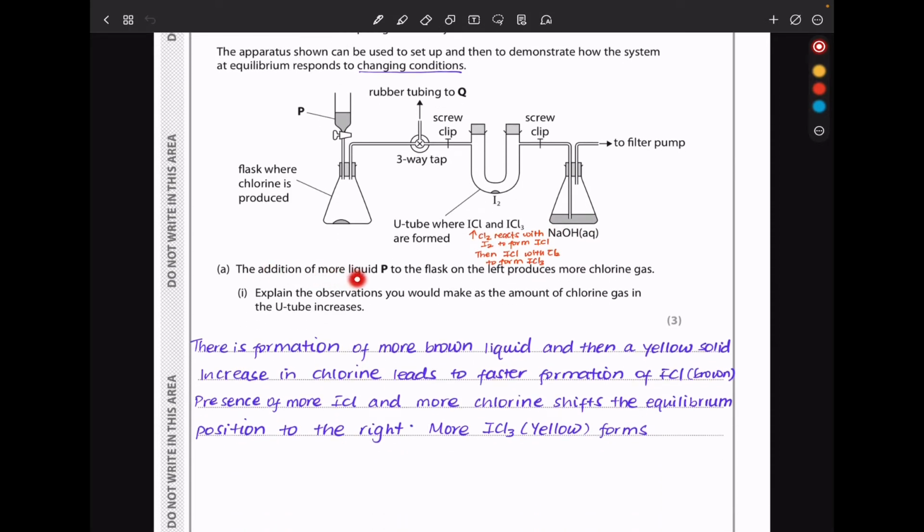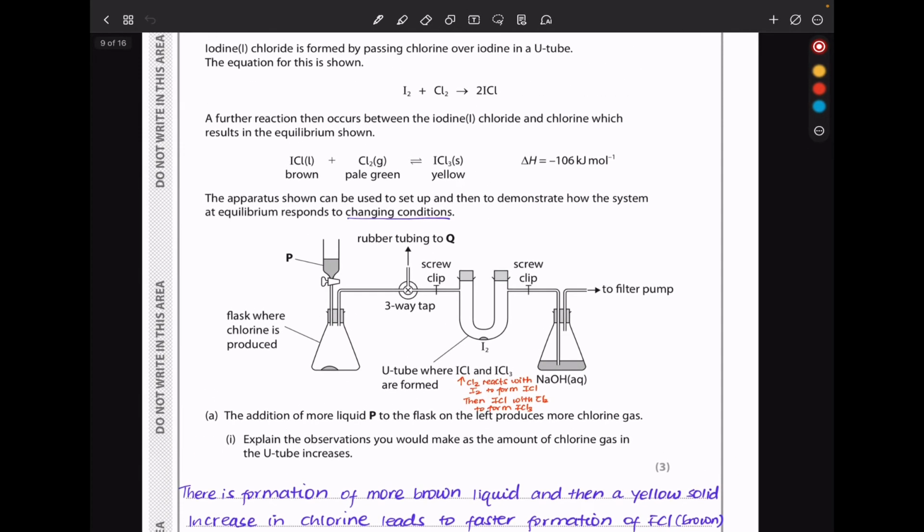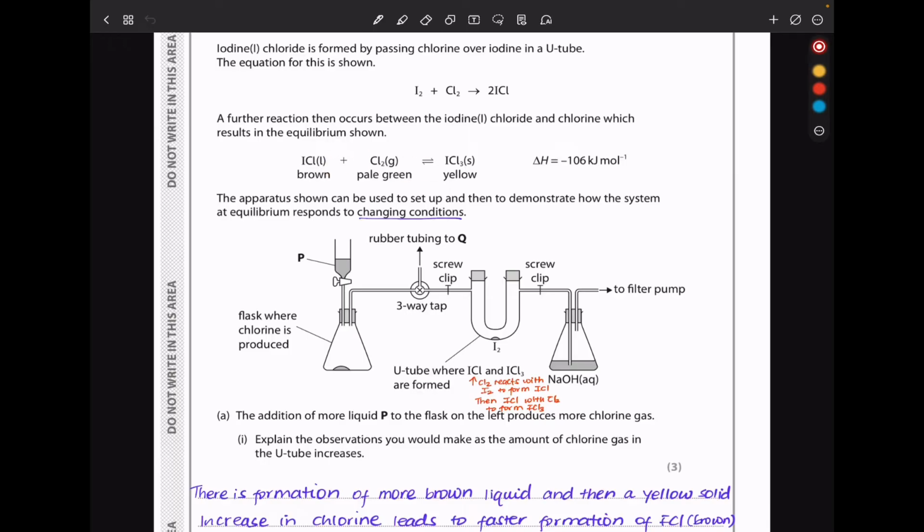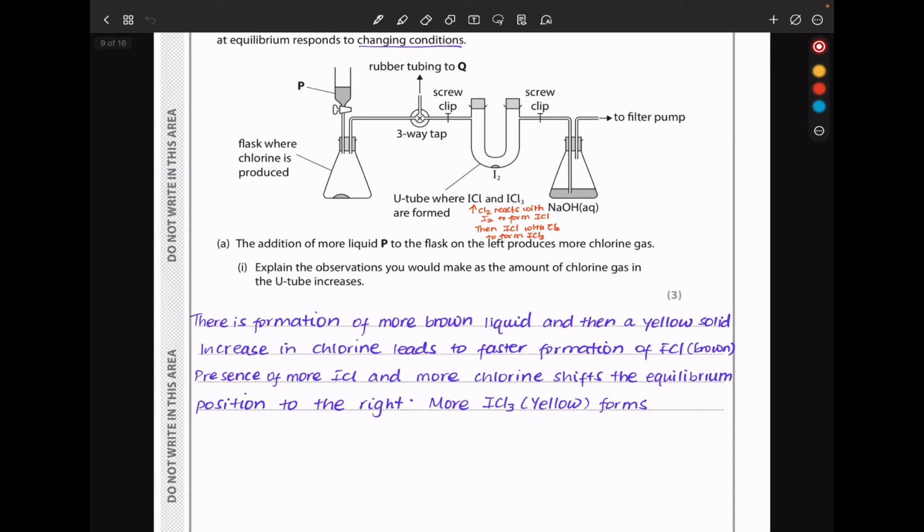So they say the addition of more liquid P to the flask on the left produces more chlorine gas. Explain the observations you would make as the amount of chlorine gas in the U-tube increases. Because both of these reactions take place in the U-tube, as more chlorine increases, we're going to produce more of this because this is a one-way reaction, so there will be a lot of this, and so the brown color is going to increase. However, as more chlorine increases, this also reacts with that, meaning this equilibrium is going to be shifted to the other side, and so we will see a yellow color. So I say there is formation of a brown liquid and then a yellow solid.